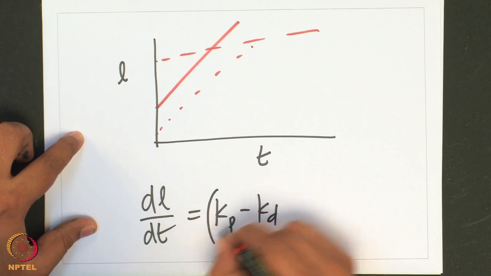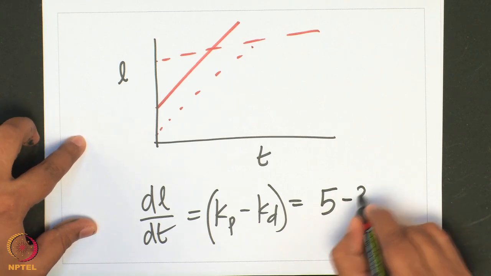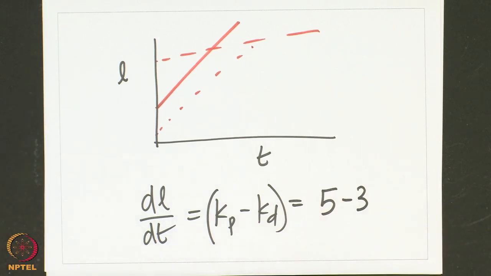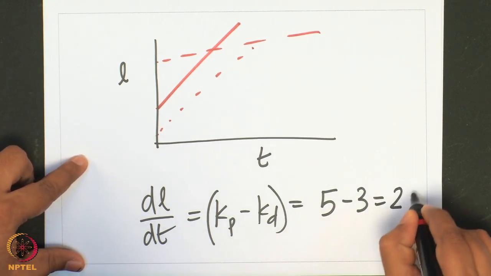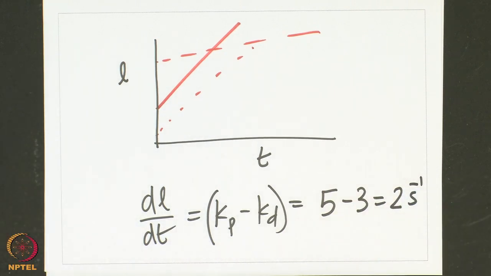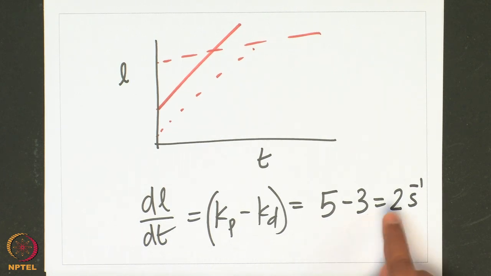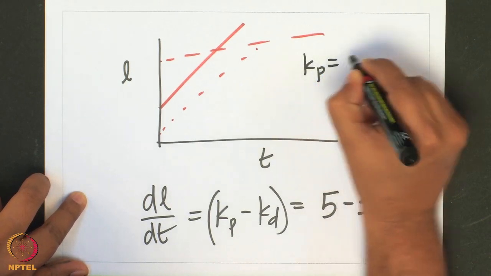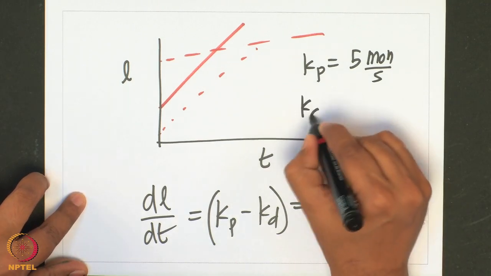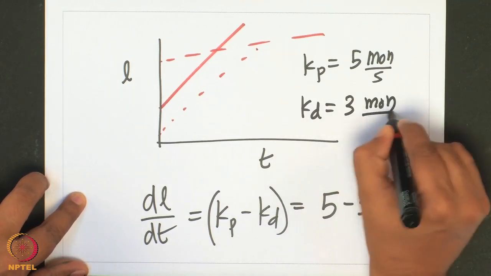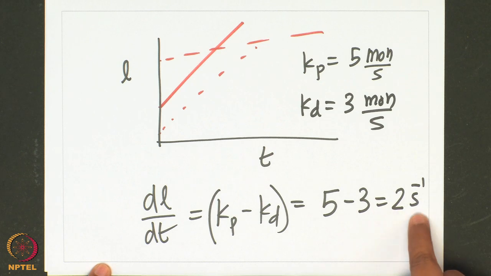If you assume Kp and Kd are constants, so let us say Kp is 5 per second and Kd is 3 per second, Kp minus Kd is 2 per second. So, this is 5 minus 3 equal to 2, the unit is per second. Kp is 5 monomers per second, the polymerization rate, Kd, let us assume, is 3 monomers per second, the depolymerization rate. If I know these two numbers, Kp minus Kd is 2 per second.